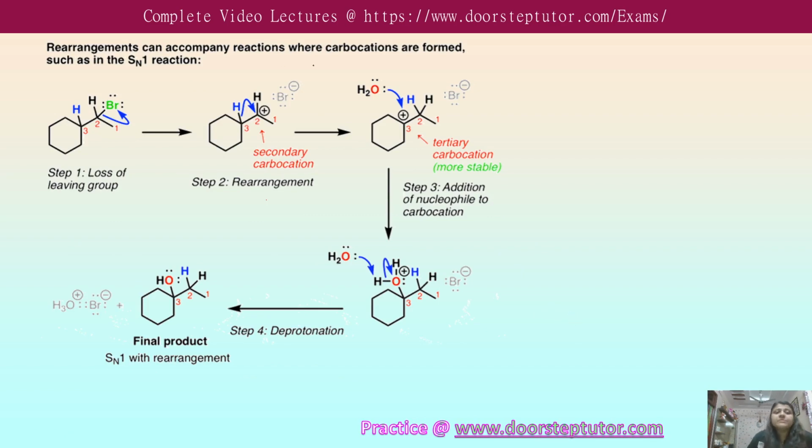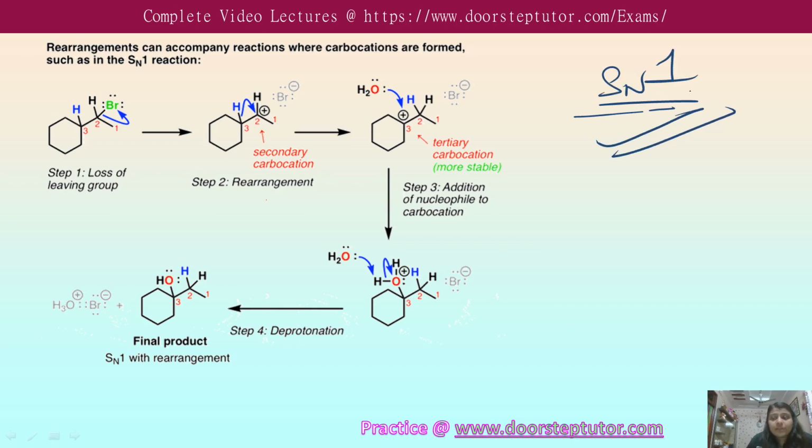Now, rearrangement can accompany the reaction in SN1, in which the carbocation is mostly formed. I will explain this in detail, but here I have just explained it for your convenience. As the leaving group leaves, there is a formation of a secondary carbocation. That secondary carbocation leads to the formation of a tertiary carbocation here.